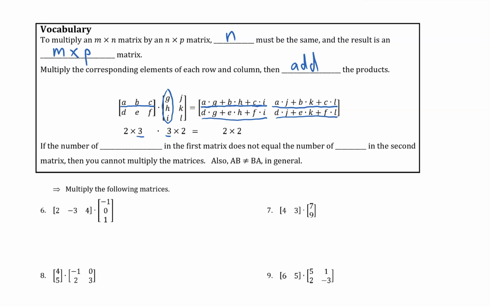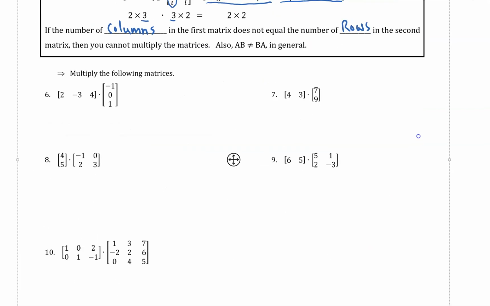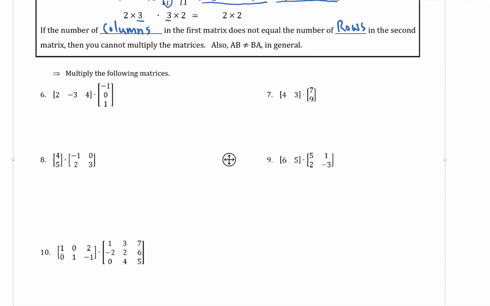If the number of columns in the first matrix does not equal the number of rows in the second matrix, you cannot multiply the matrices. Also, if you have A times B, that will not give you the same answer as B times A. Okay, you're going to come up with totally different answers there. So it's not commutative in that case.